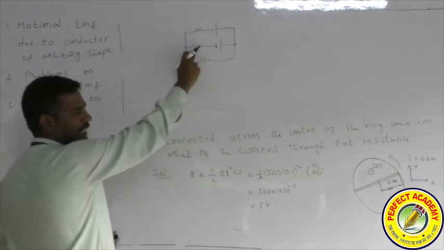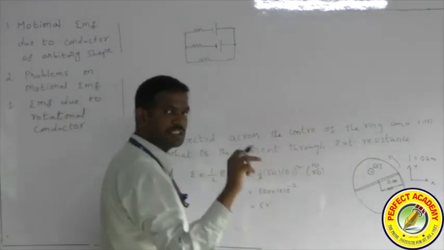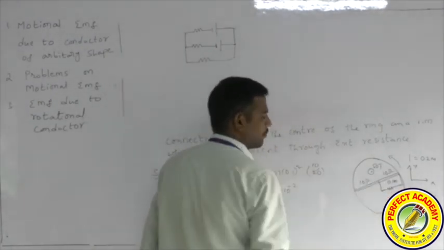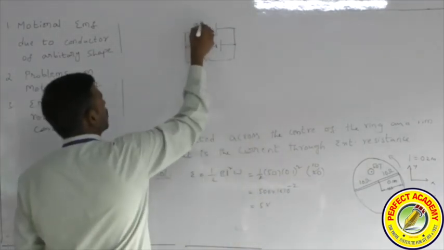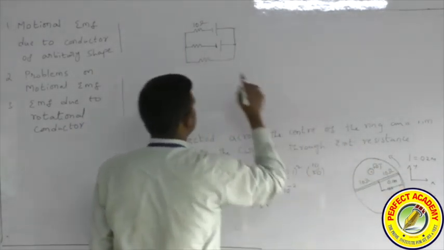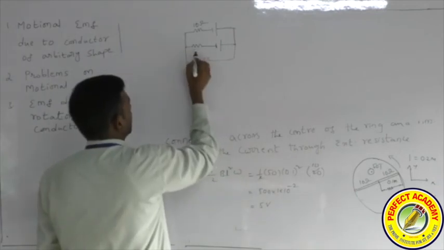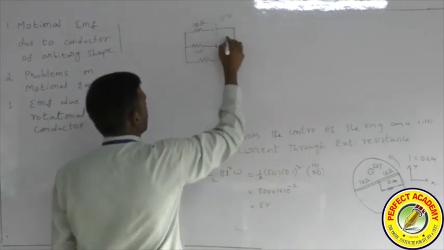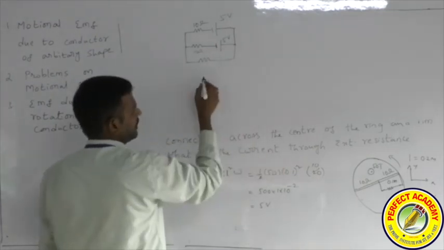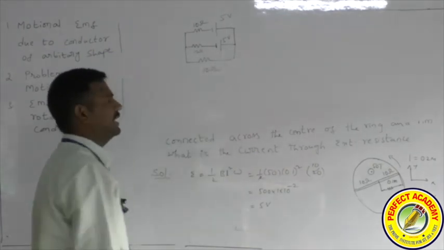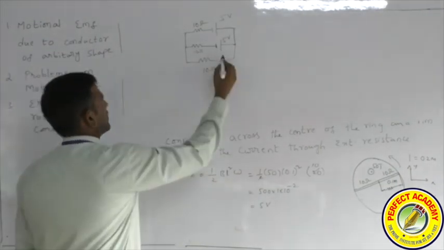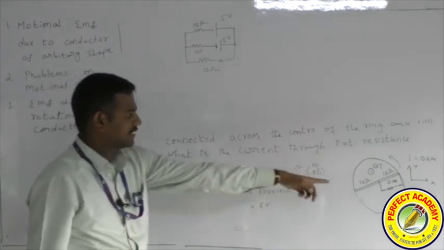So, the conductor has a total resistance of 20 ohm. Therefore, each half will have 10 ohm resistance. So this can be assumed to be a 10 ohm resistor. This end I am representing with a positive plate and this end with a negative plate, and its resistance is 10 ohm again. The value is 5 volt, 5 volt. And the external resistance is 10 ohm, as already given. Now from this we have to find the current going through the 10 ohm resistor, which is nothing but the external resistor.